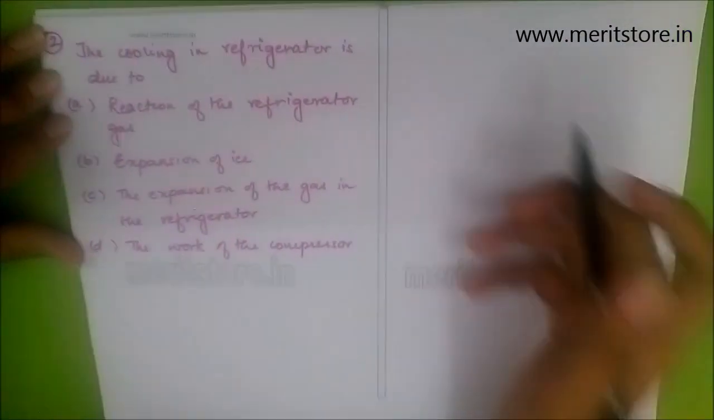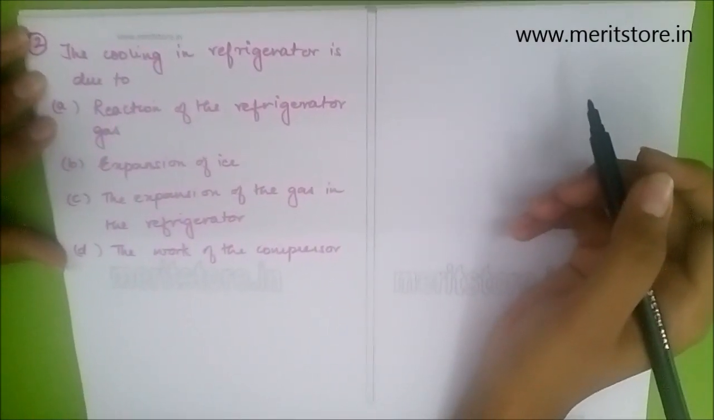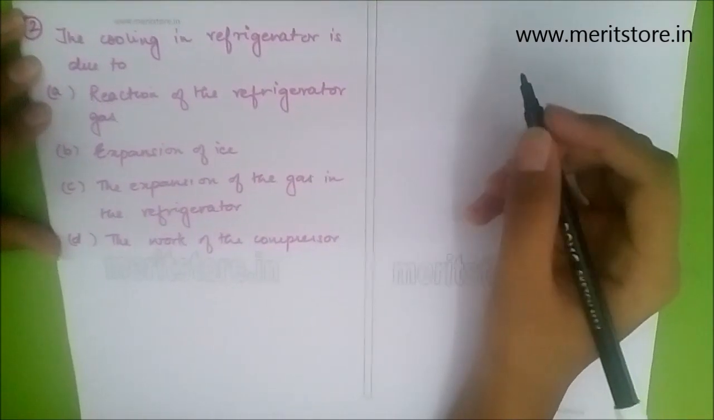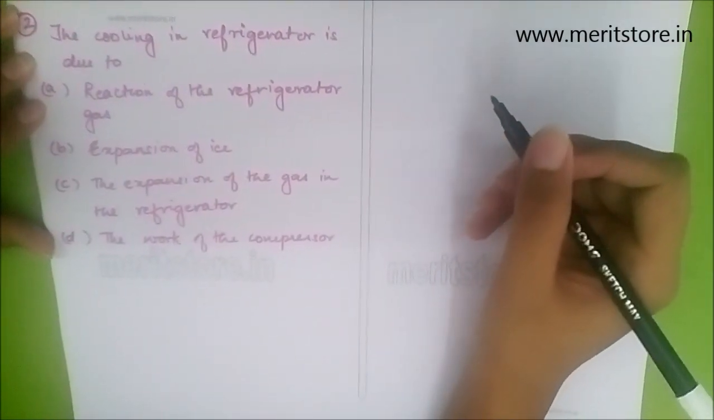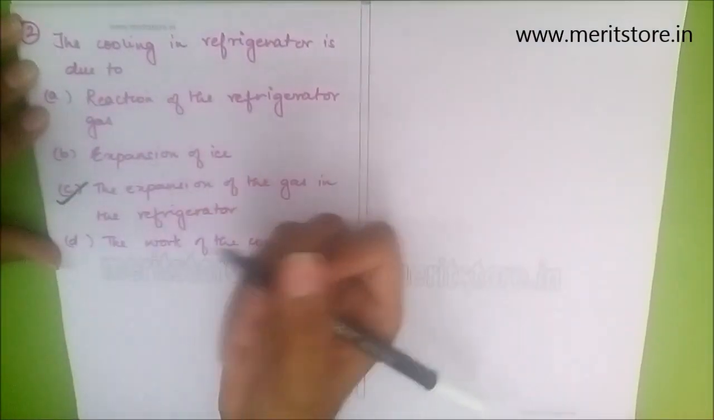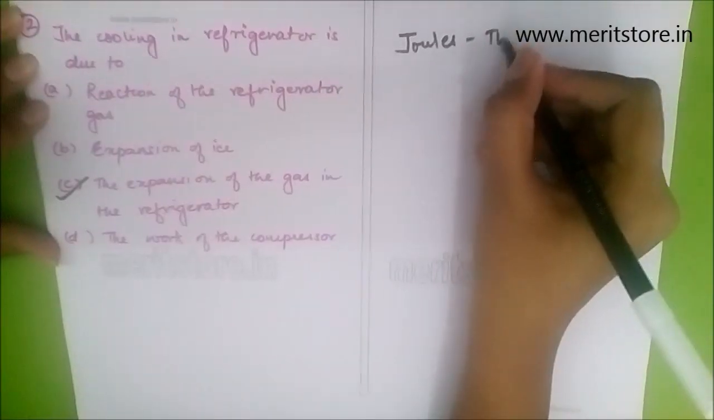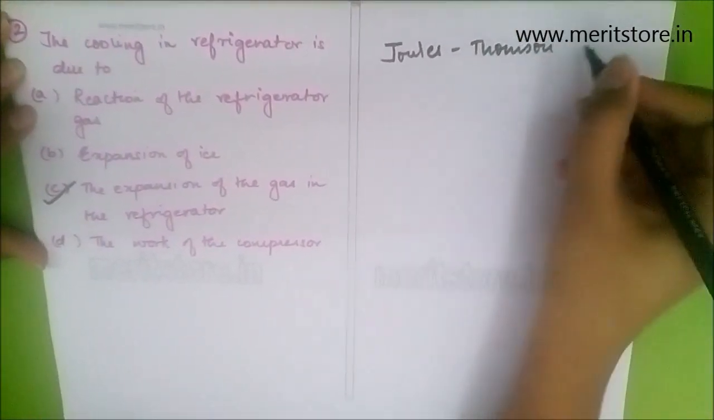The cooling in a refrigerator is due to the reaction of the refrigerator gas, the expansion of ice, the expansion of the gas in the refrigerator, or the work of the compressor. The correct option here is the expansion of gas in the refrigerator, as it follows the Joule-Thomson principle.